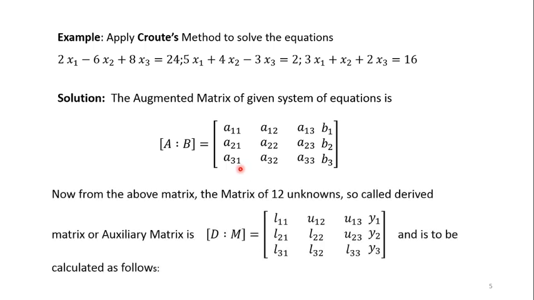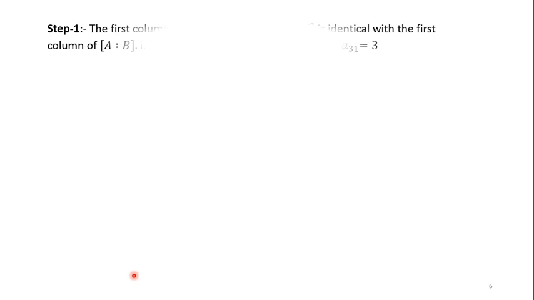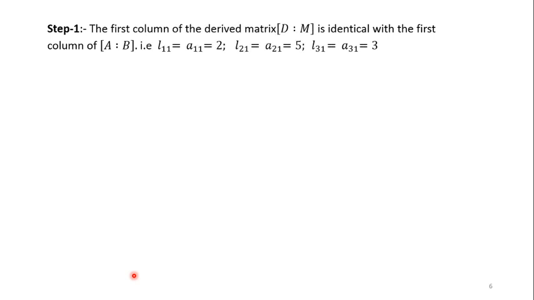Now from the above matrix, the derived matrix or auxiliary matrix is obtained, or is to be calculated, as follows. In the first step, the first column of the derived matrix is identical with the first column of the augmented matrix, that is L11 equal to A11. The value of A11 is 2, L21 is A21 equal to 5, and L31 is A31, that is equal to 3.